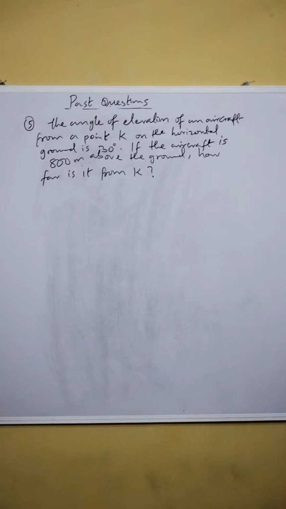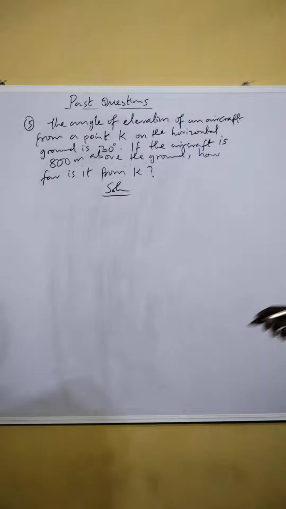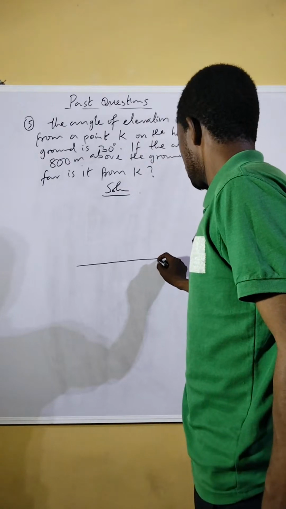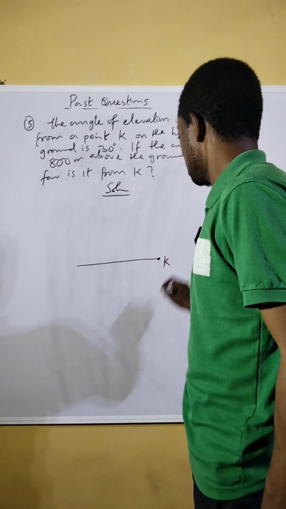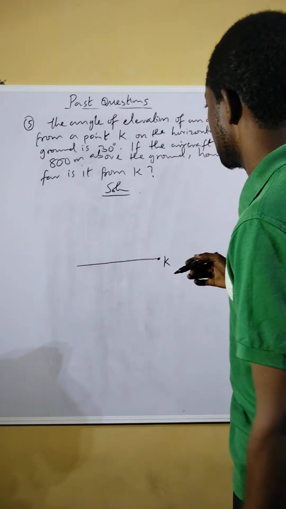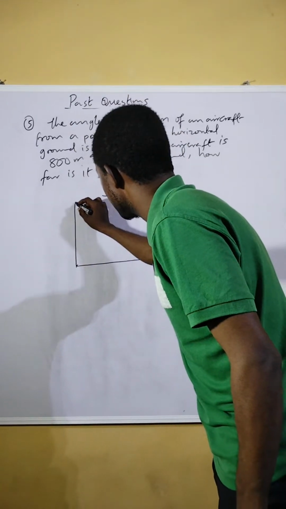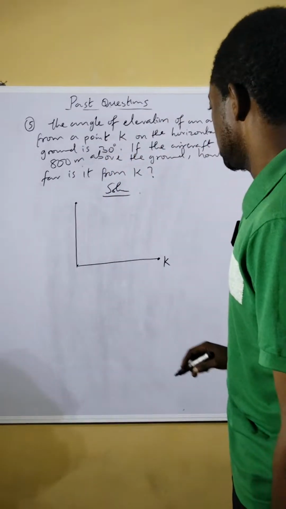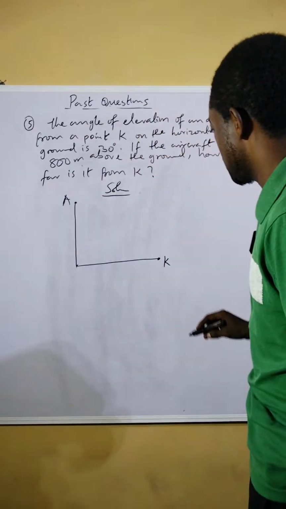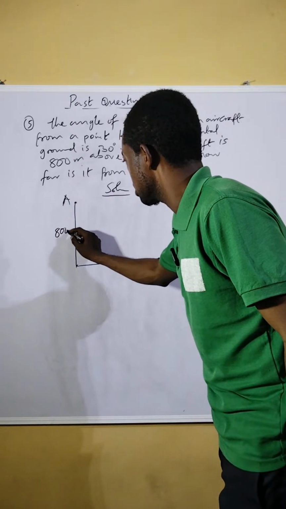And then when we interpret this in a diagram, we have the elevation of our aircraft from a point K on the horizontal ground. Now let's have this as horizontal ground and let this be point K. So now the aircraft is 800 meters above the ground. So here we have the height. Let's say the aircraft is here. We can label it as the first letter of the aircraft, which is A. And it's 800 meters above the ground. So this distance here is 800 meters.